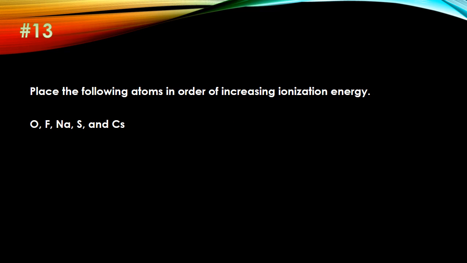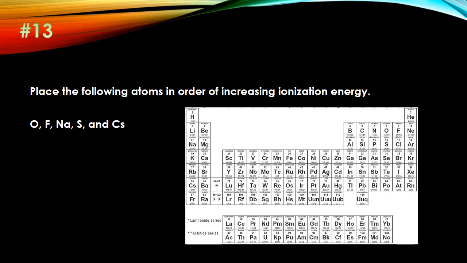Place the following atoms in order of increasing ionization energy. Now, do you remember who I said was the stingiest one on the periodic table? Yep, fluorine. The closer you are to that guy, the greater the ionization energy. So, I'm going to change my pen colors. Yeah, we'll use blue. So I've been given oxygen, fluorine, sodium, sulfur, and cesium.